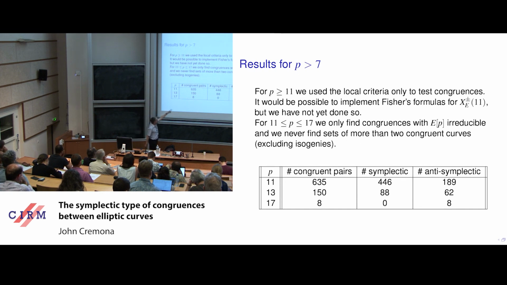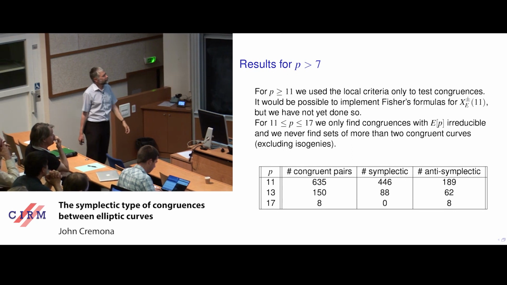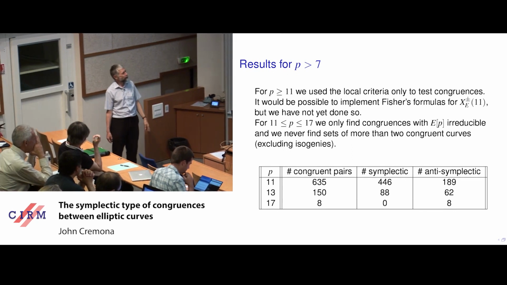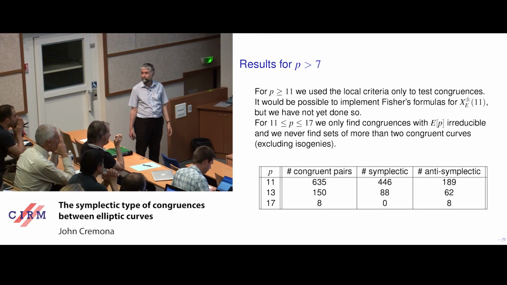This is the number of congruent pairs that we saw before, and this is how many are symplectic, how many are antisymplectic. For 17, they're all antisymplectic. Well, there's only one up to twist. I don't think it's very easy to say from those figures whether symplectic is beating antisymplectic or not.